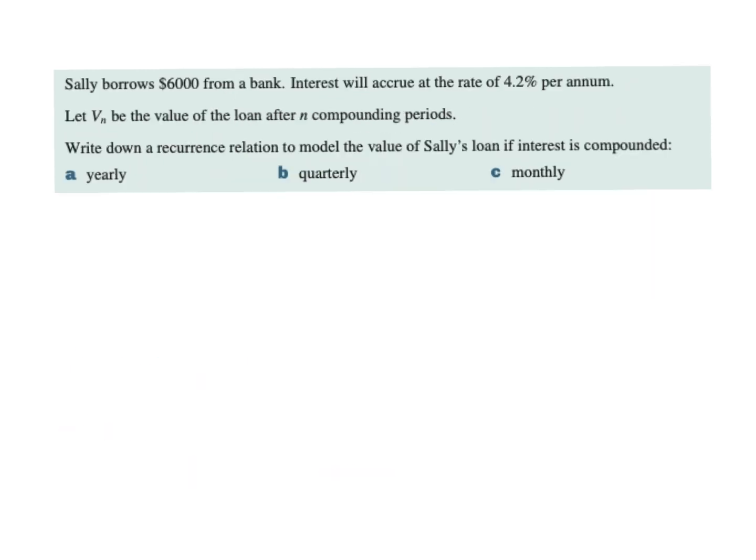Okay, so now Sally borrows 6,000 from the bank at interest rate of 4.2% per annum. So there's a V0. That was a little r, so it's good to just put that in. And let VN be the loan after n compounding periods. Okay, so write down a recurrence relation. So we've got to write a recurrence relation. If Sally's loan, if interest is compounded, so that's how you know it's compound interest.